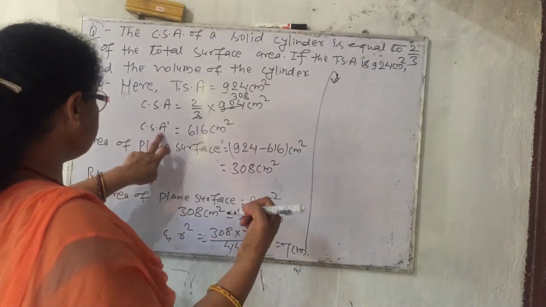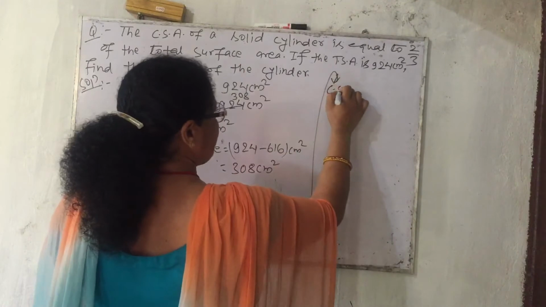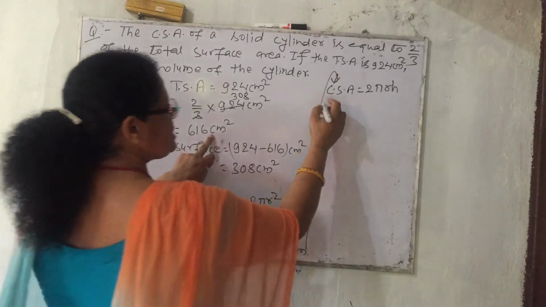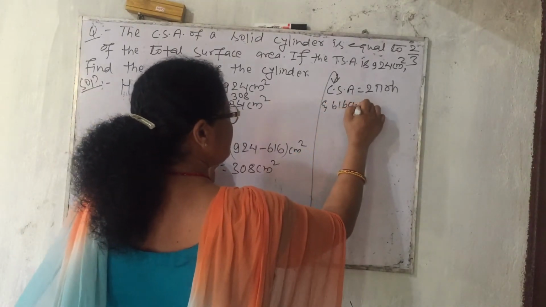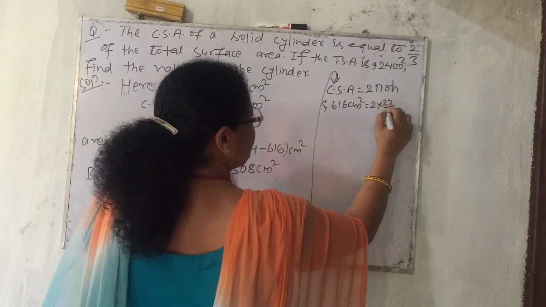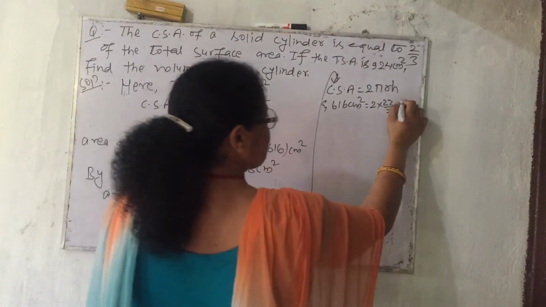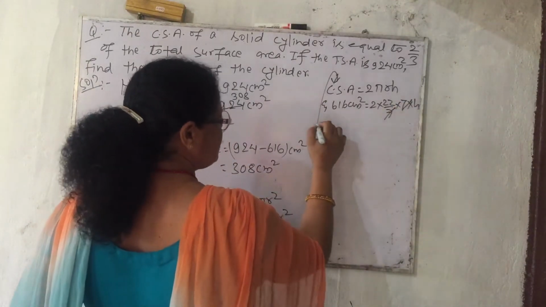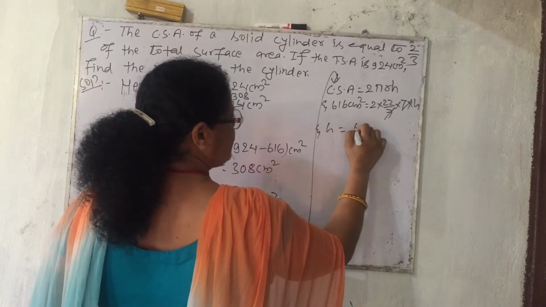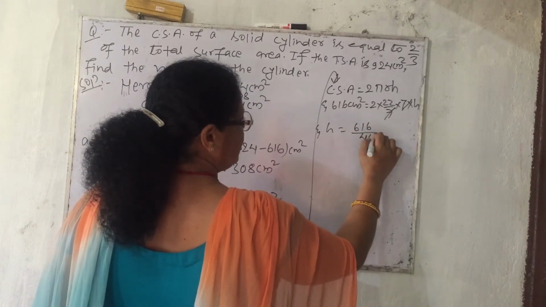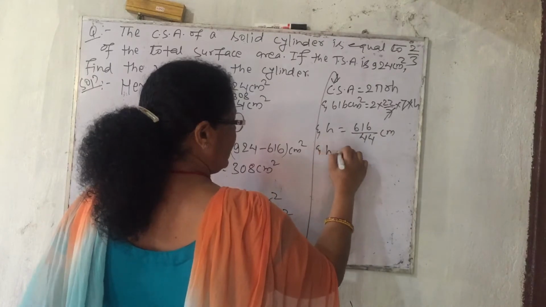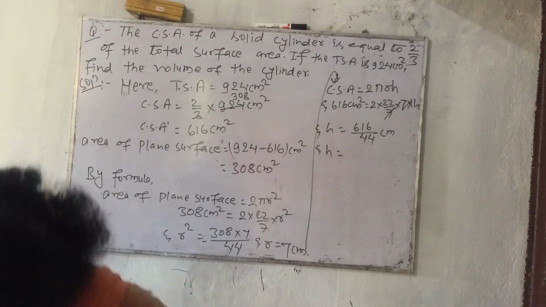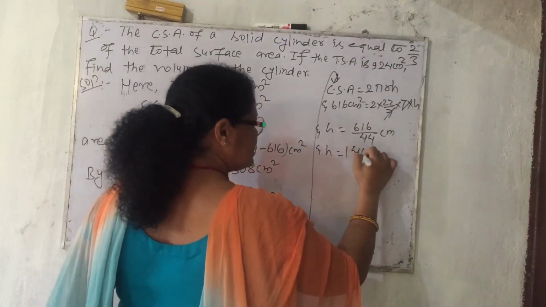So if we put the value in this, CSA equals 2 pi r h, and the value of CSA is given, 616 cm square equals 2 pi, the value of r is 7 centimeter, into h. Then we will get h. 7 and 7 cancel, or h equals 616 divided by 44 cm, or the value of h we will get 14 centimeter.